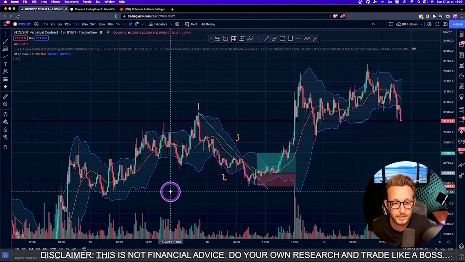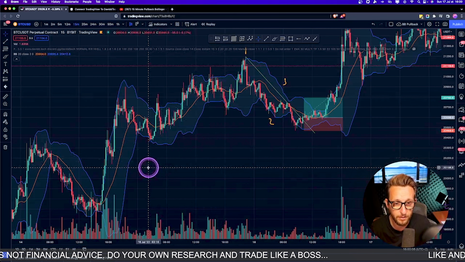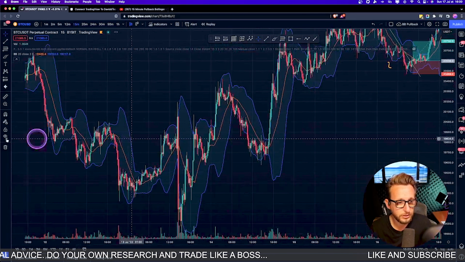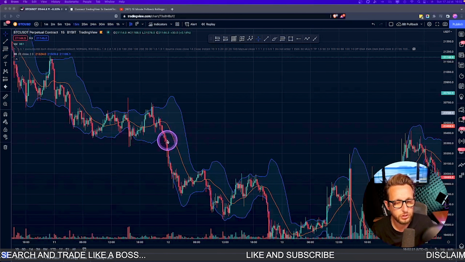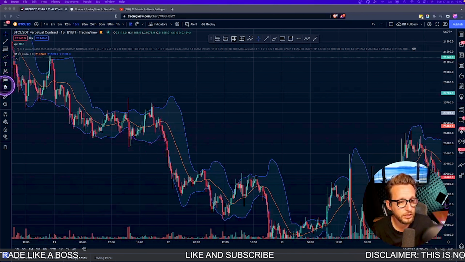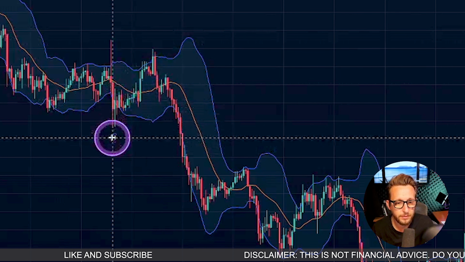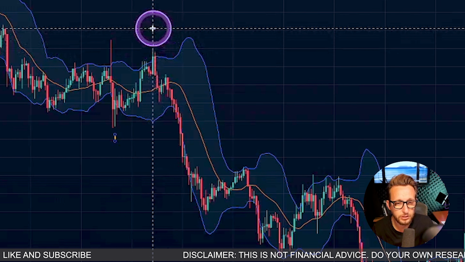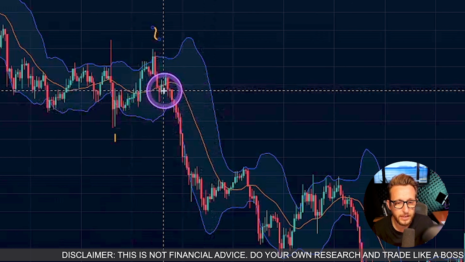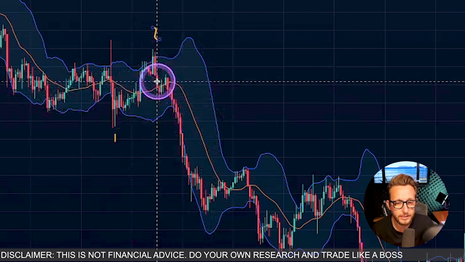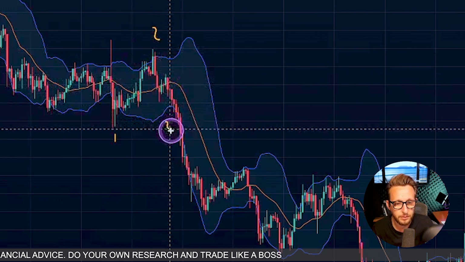Okay, so that's the entry for a long. For a short, obviously we're going to be looking for the other way around. Let's find a good short here. So here we have a good short. As I said, this is cherry picked just to show you the actual strategy. We have 1 here, so this would have been 1. We would have come back up and tested the top Bollinger Band, which is 2 over here. And then we would have been rejected very slightly off of this bit here for creating our 3, the middle band. So that would have been 3.